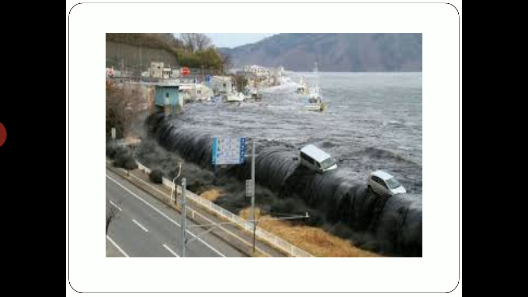As you can see in the picture here, the waves are so huge, coming to the land and carrying all that comes in their way. It may be vehicles or buildings, and everything gets affected with the creation of a tsunami. The causes may be earthquakes or any kind of landslides.